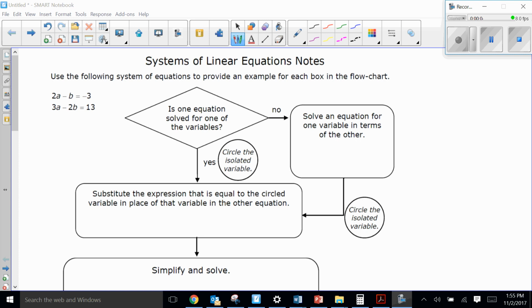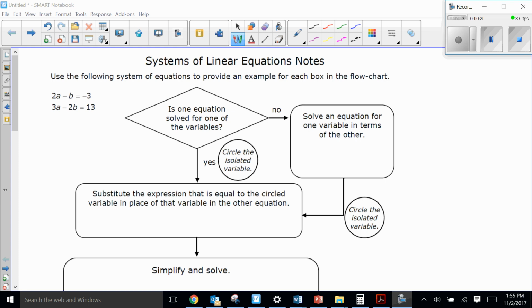This is Mrs. Fraser, and we are going to look at how to solve systems of equations using substitution. So we've spent the last couple of days exploring this, and now we are going to look at the algebra side of solving a system of linear equations with substitution.